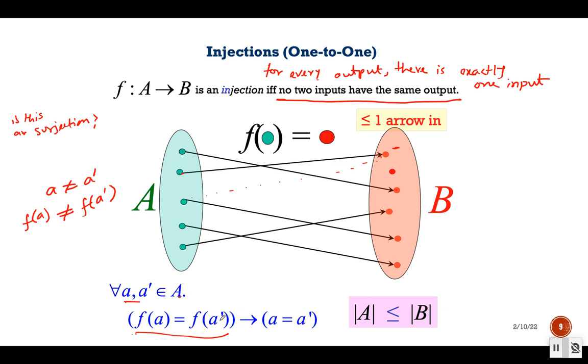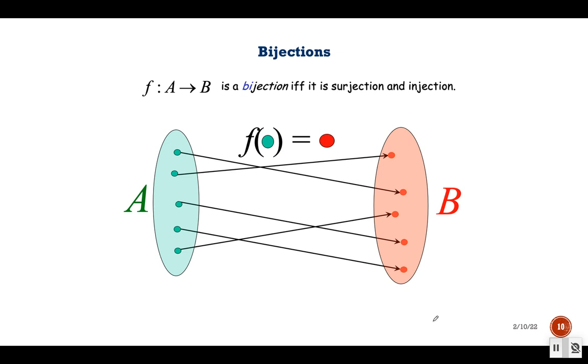Okay, so in this example the number of elements in A is going to be less than or equal to the number of elements in B. Another type of function is known as bijection. If the function is both surjection and injection, meaning it is both a surjective function and an injective function, then this is known as bijection.